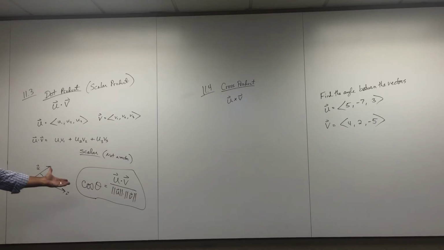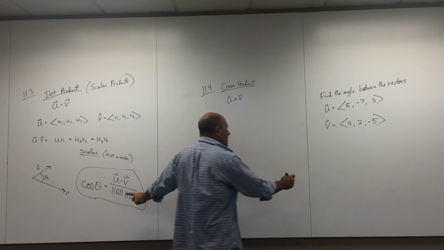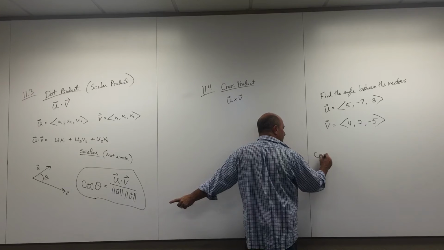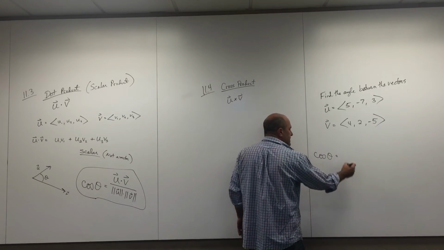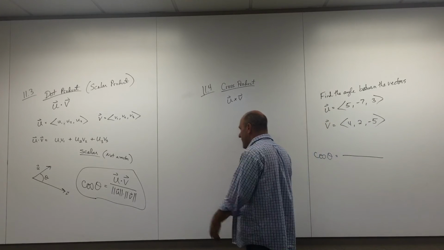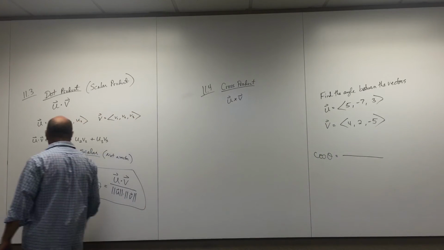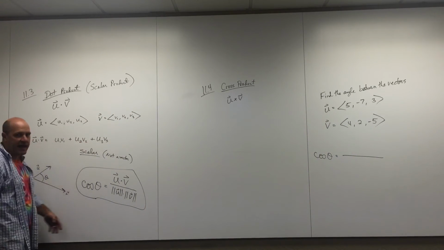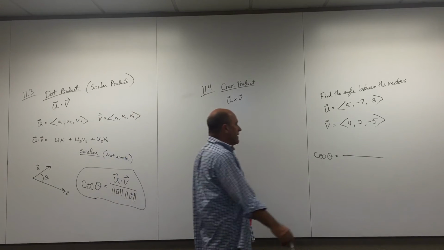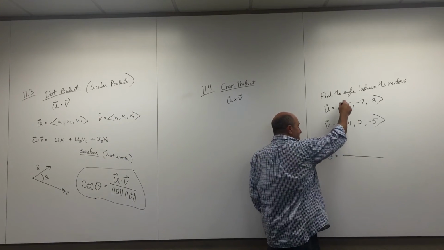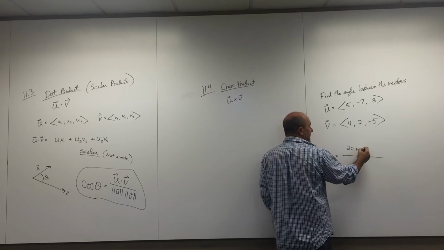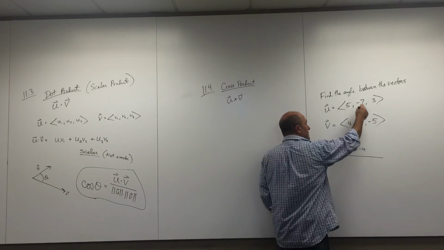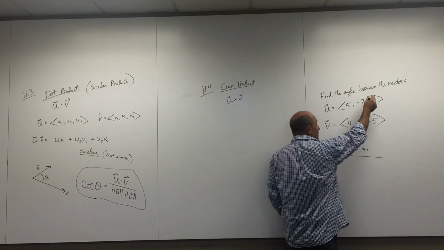I'm going to use this formula. Let's check it out. I need cosine of theta is, okay, the dot product. Now this is easy, you guys. We haven't done one yet, but I told you how to do it. Multiply the x's, multiply the y's, multiply the z's, and add them up. That would be 20. I'll just write it down. 20 plus -14 plus -15.